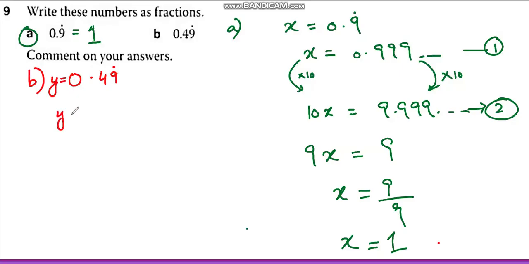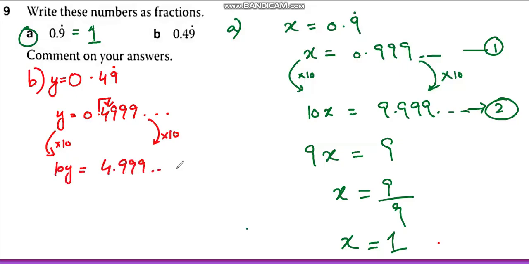Now we can also write this equation as y equals to 0.49999. And let's bring this decimal point just before the repeated number. So to bring it there, we can multiply first of all by 10 on both sides. We will get 10y on the left side, and on the right side we get 4.999 and up to so on. Now to make the same decimal part, we can further multiply both sides by 10. We get 100y on the left side, and on the right side, by multiplying with 10, we get 49.999 and up to so on.